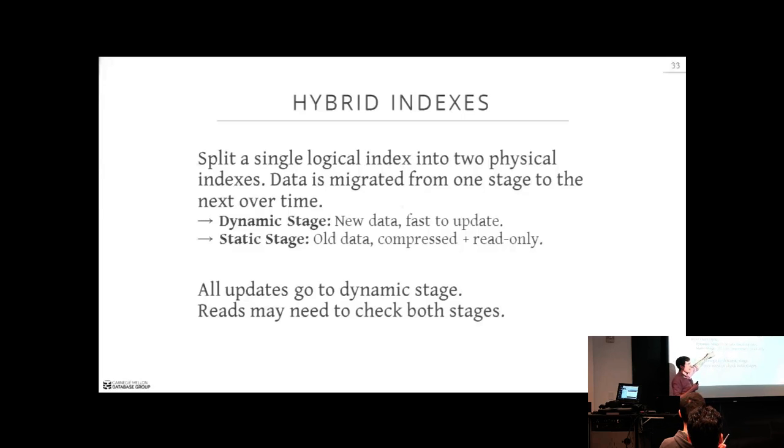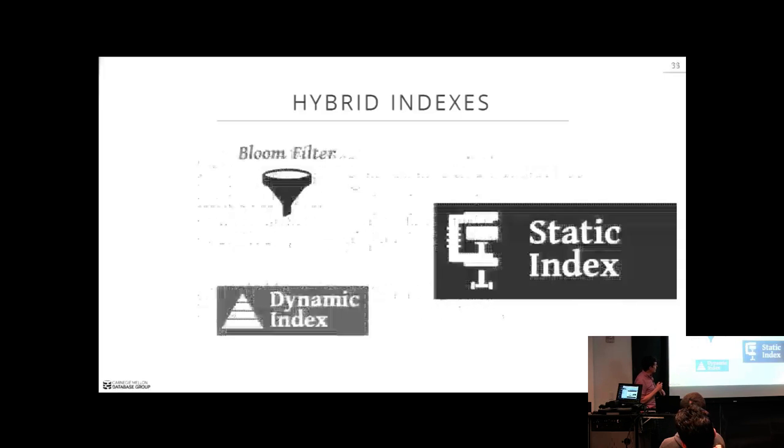And then we'll have a static stage where we'll migrate data as it gets cold from the dynamic stage to the static stage, and we'll have a compressed read-only data structure that has significantly less space to store than the dynamic side. So to show a diagram of what this looks like, let's say we have our dynamic index, and that's going to be small, and the static index is going to be something that's very big but compressed.